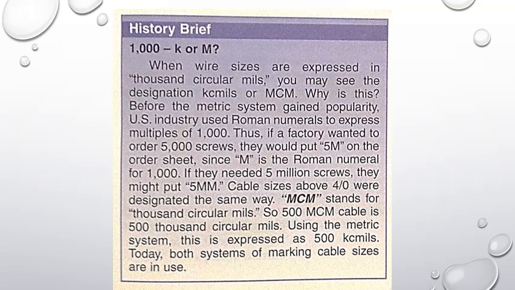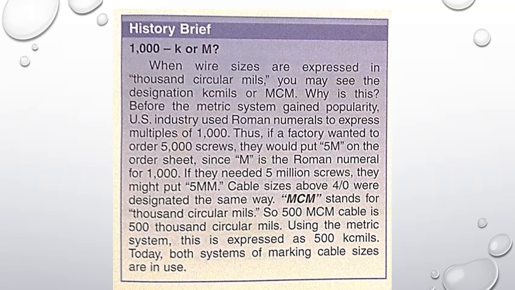History brief: 1000 to K or M. When wire sizes are expressed in 1000 circular mils, you may see the designation KC mils or MCM. Why is this? Before the metric system gained popularity, U.S. industry used Roman numerals to express multiples of 1000. Thus, if a factory wanted to order 5,000 screws, they would put 5M on the order sheet. Since M is the Roman numeral for 1000, if they needed 5 million screws, they might put 5MM.